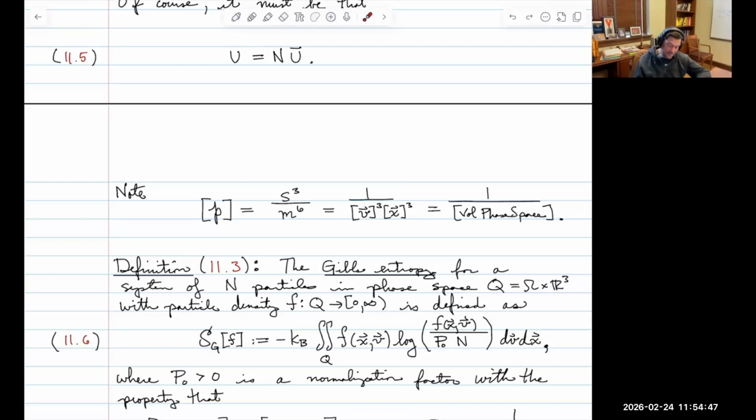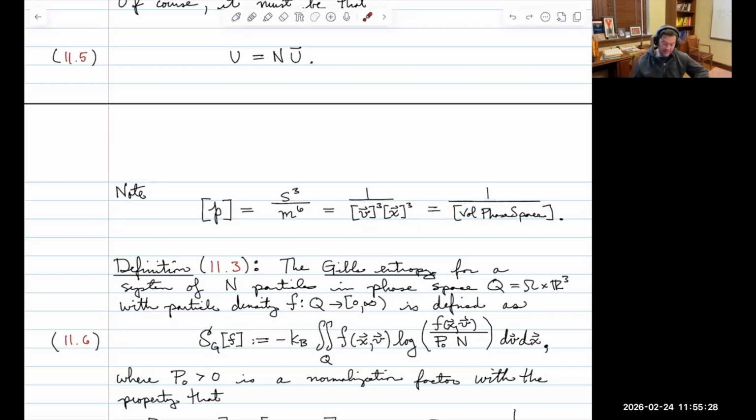Velocity has units of meters per second. So this would be meters per second cubed, the volume of the velocity space, and times the volume of real physical space. That has units of, let's say, meters cubed. Okay, so this is meters per second cubed times meters cubed, and then of course I invert it, so it's going to be seconds cubed over meters to the sixth power. So this down here is what we call the volume of phase space.